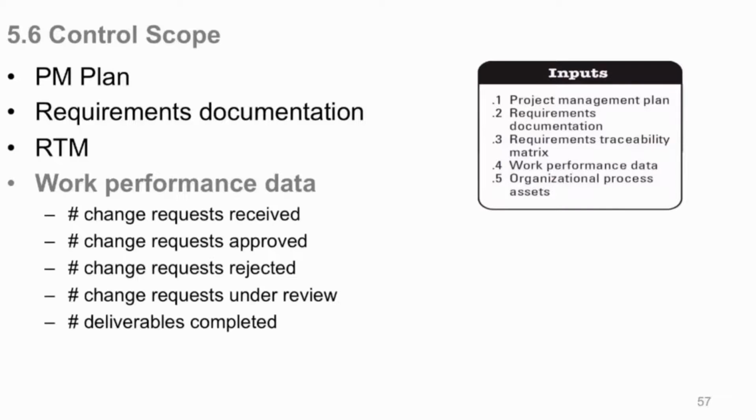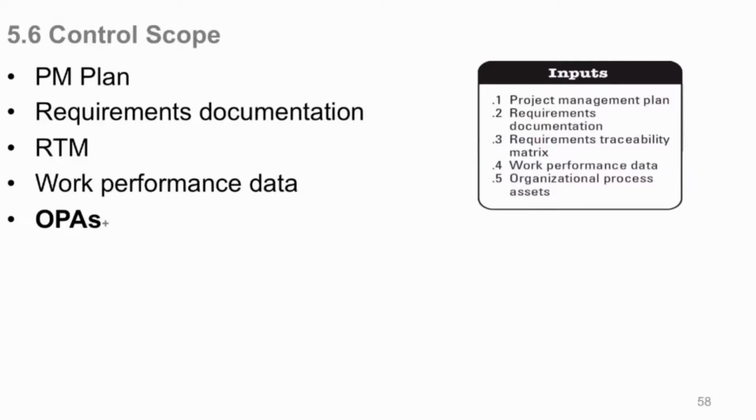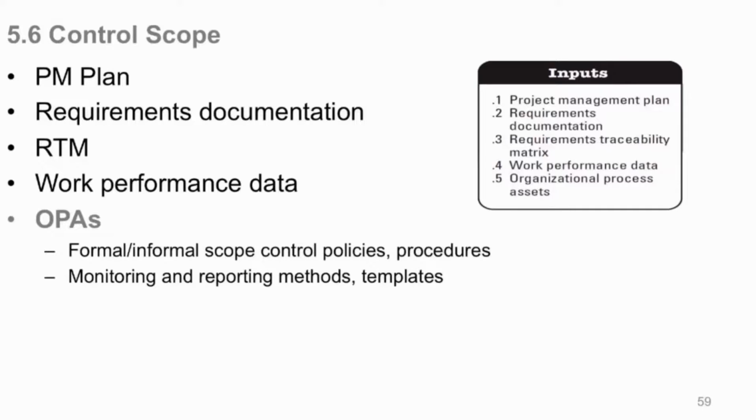Work performance data comes in, many kinds of things. I mean, this is a very short list, but for example, numbers of change requests approved, rejected, under review, the number of deliverables completed, just raw data that you're going to massage and turn into actionable, reasonable information that you may want to then report to your stakeholders according to your stakeholder and communication management plan. So here's your organizational process assets coming in to help you control scope: formal and informal scope control policies, procedures, monitoring and reporting methods, templates, whatever's available to help you do these things when you control scope.